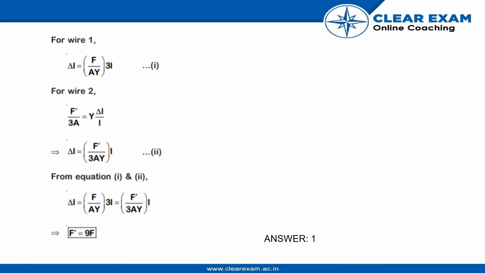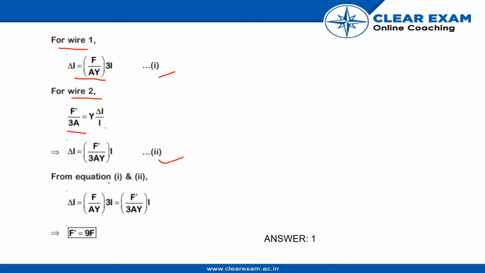Now coming to the solution. For wire 1, this is the equation: delta L equals F over AY into 3L. So this will be equation 1. Similarly for wire 2, F' over 3A equals Y into delta L over L. So this is equation 2.